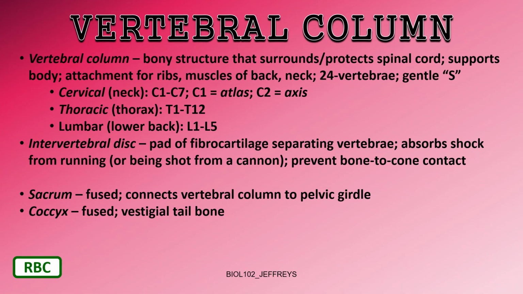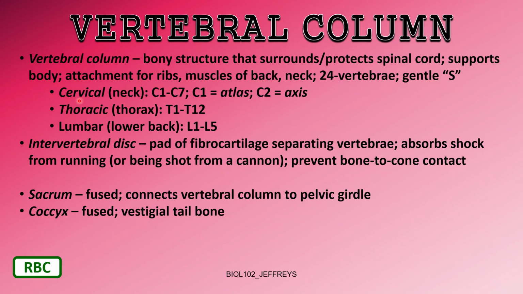The vertebral column. Vertebral column is a bony structure that surrounds and protects the spinal cord. As I've already mentioned, it supports the body, and it's an attachment for the ribs and the muscles of the back and the neck. There are 24 vertebrae, and they form a gentle S curve, and it is such that it is flexible. It allows your body to bounce to absorb shock.